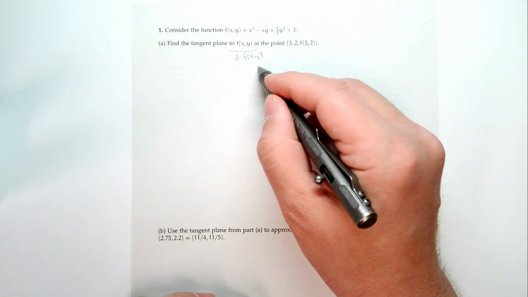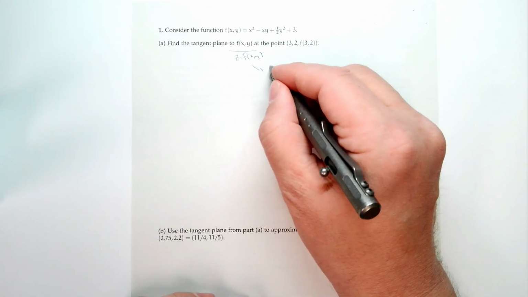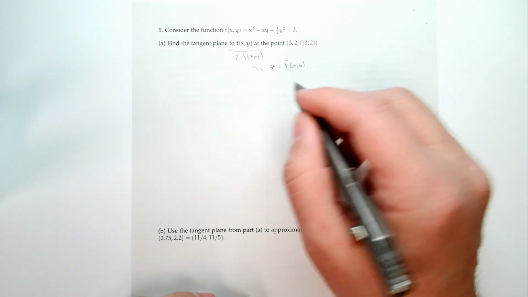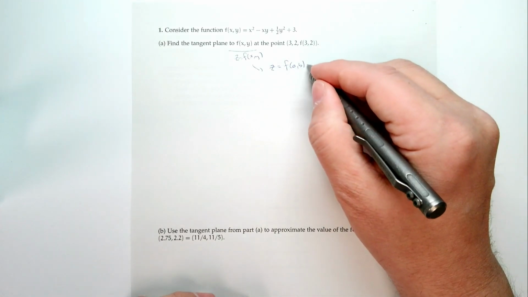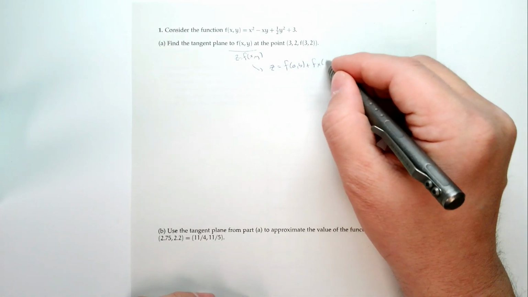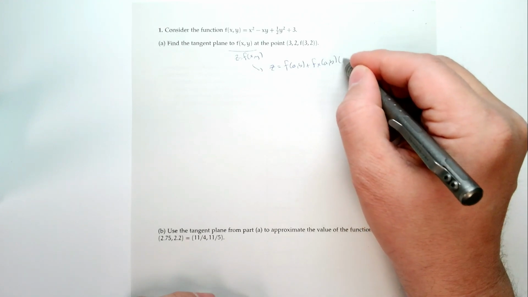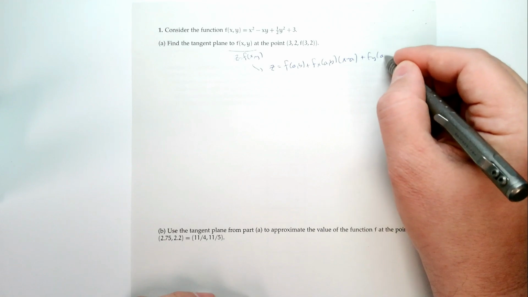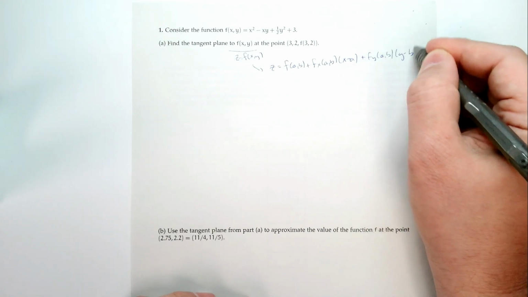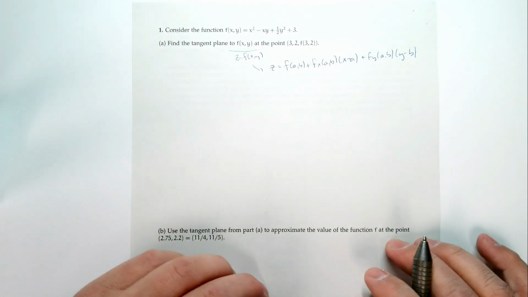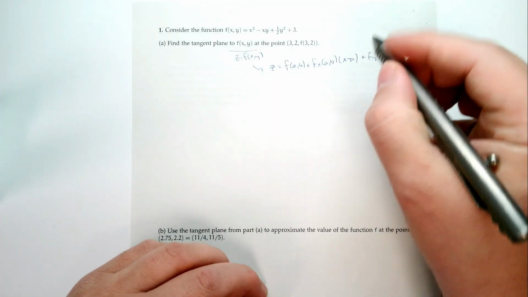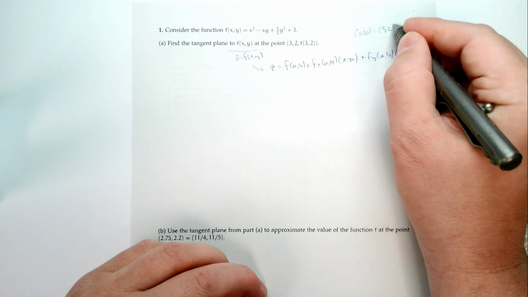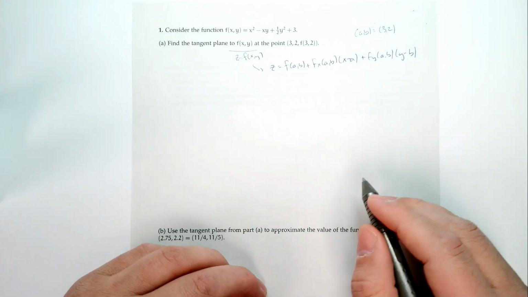And the best way to find the tangent plane is to say that z is the function of the point (a, b), plus f sub x at (a, b) times x minus a, plus f sub y at (a, b) times y minus b. So what do we need to do? Well, what are our a and b? In this case, our (a, b) is 3, 2. So that's the point.